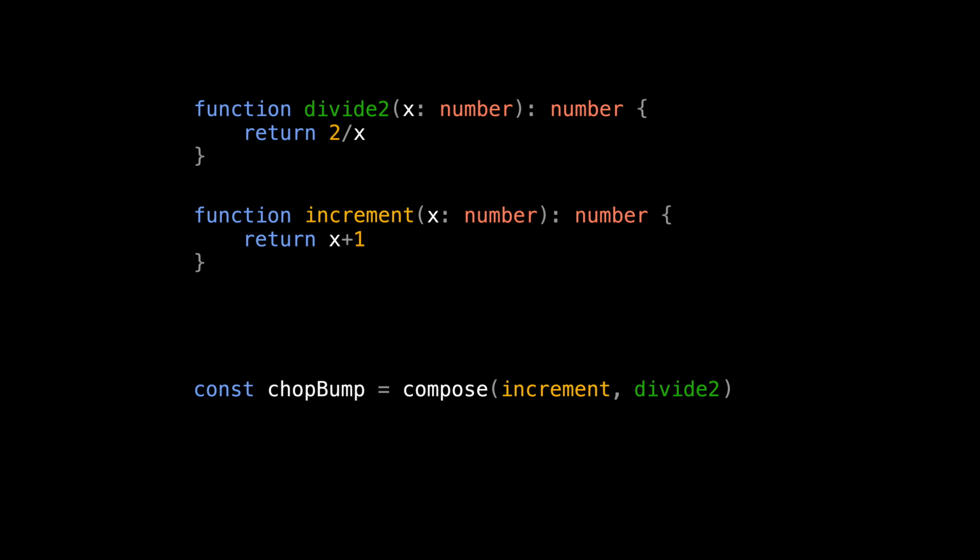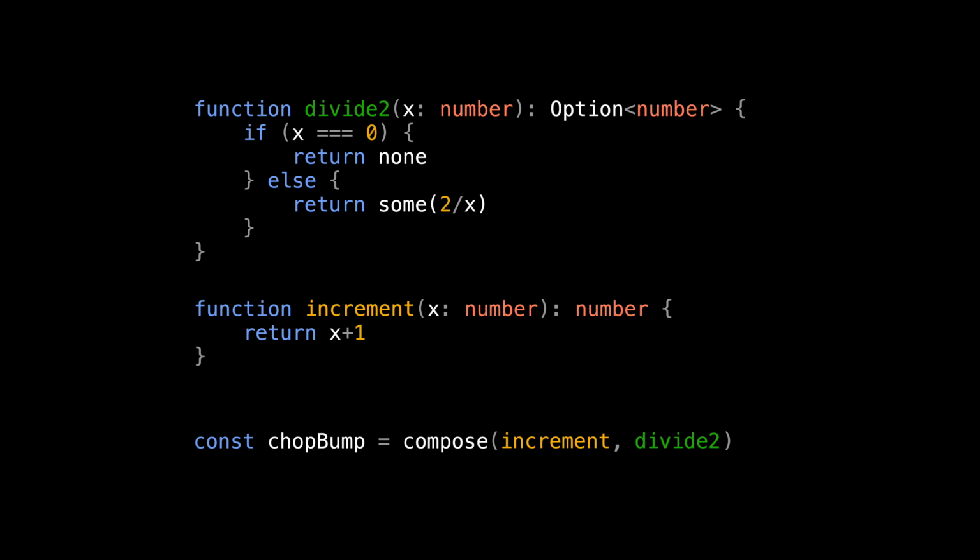Going back to our first example, when we were careless and null was implicitly part of the number type, we could compose divide to and increment. But we know that in case of an input 0, our compose function behaves unexpectedly. Let's rewrite divide2 to return an option. But now we have a new problem. The output type of the divide2 is not matching the input type of increment. Then how can we compose divide2 and increment?